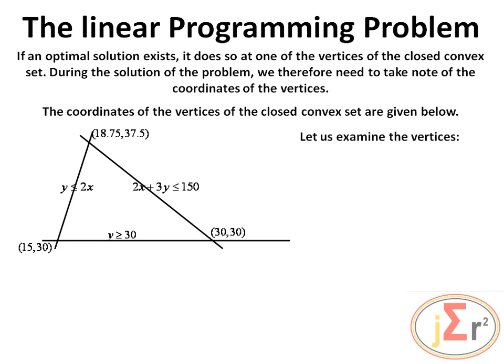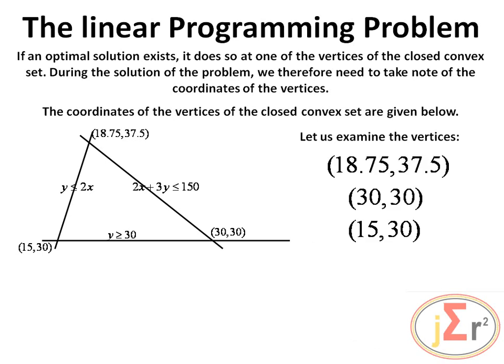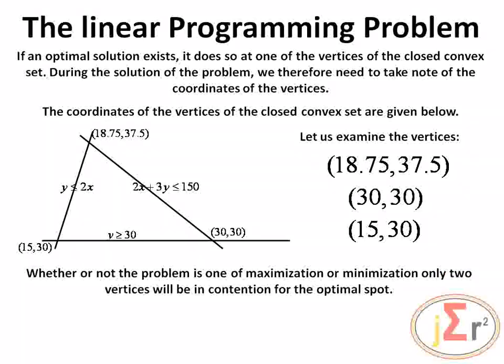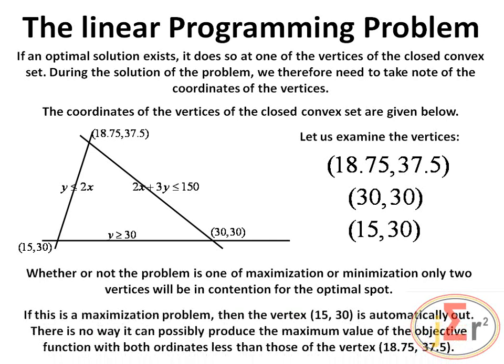So let us examine the vertices. Remember that if an optimal solution exists, it will exist here, here, or there. Those are the points that represent the vertices of the closed convex set. Whether or not the problem is one of maximization or minimization, only 2 vertices will be in contention for the optimal spot. If this is a maximization problem, then the vertex (15, 30) is automatically out.